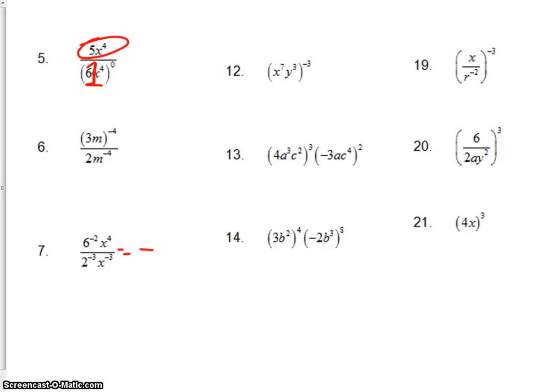Situation down here. Before I do anything with it, I'm going to move things around to get my exponents to all be positive. And then I'll deal with it. So 2 cubed is 8, 6 squared is 36, 4 and 3, so I got 7 x's up top. Simplify your 8 and 36. You can take a 4 out of both of them. And we're done.